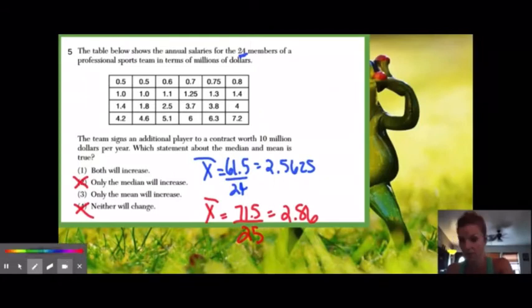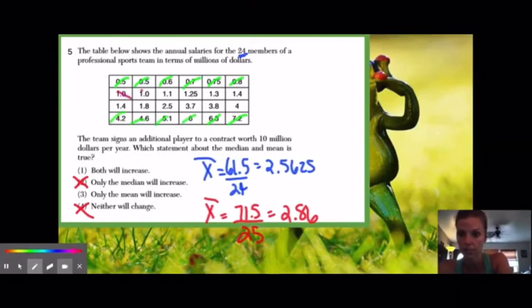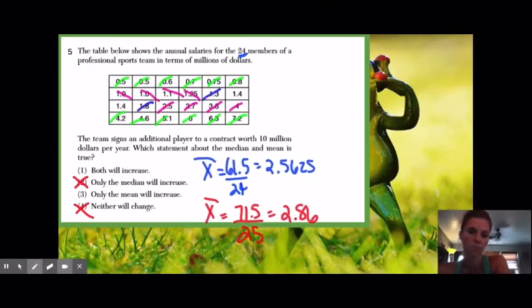Lucky for us, they already put these in order, so we just have to cancel. So I'm going to cancel 1, 2, 3, 4, 5 little guys. And I say little, like, not little money. 1, 2, 3, 4, 5, 6 big guys. Let's do 1, 2, 3, 4 here, and 1, 2, 3, 4 there. And then I'm going to cancel this one with this one, and I'm left with 1.4 and 1.4, which means 1.4 plus 1.4 divided by 2 is 1.4. So the median here is 1.4.